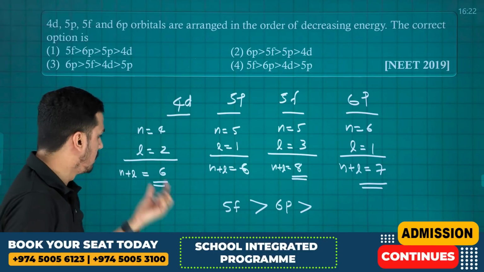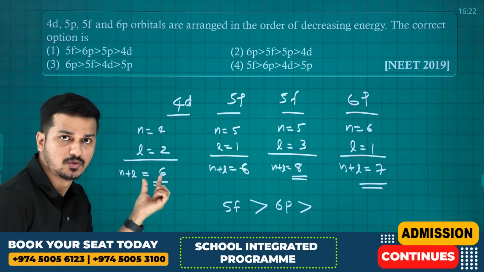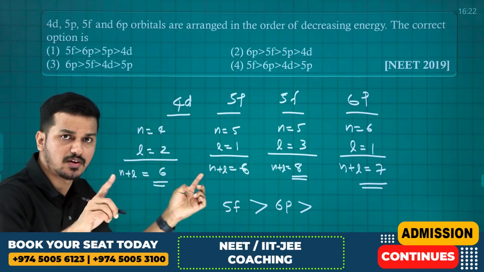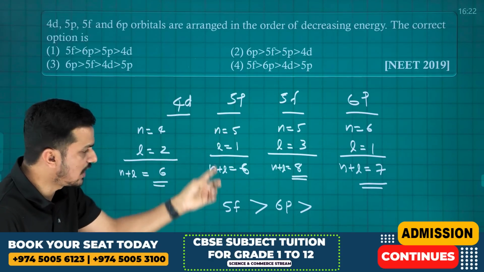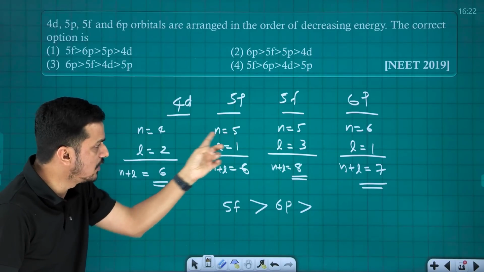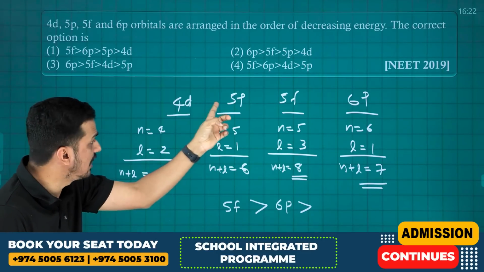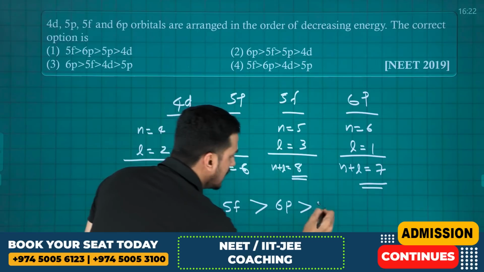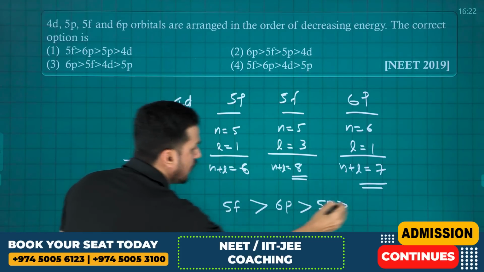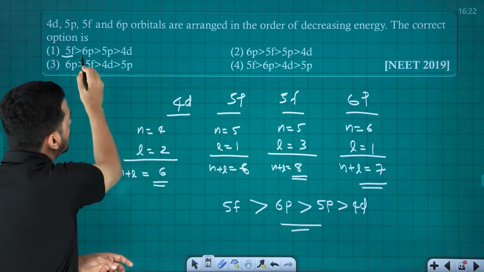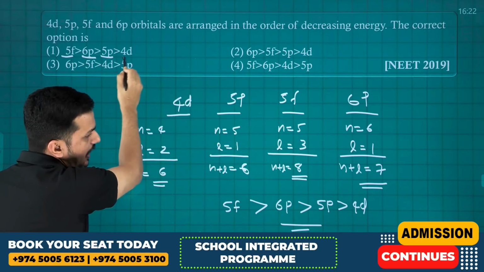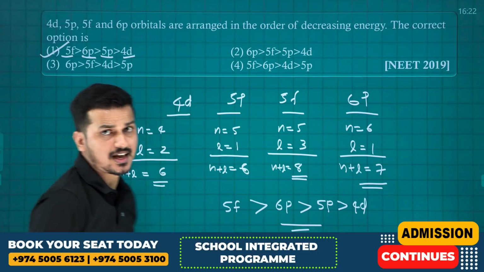After that, which one will come? Both of them have the same n plus L value, 6 and 6. Out of that, which one will have higher energy? The one with the higher n value. Here the n value is 5, here the n value is 4, so this one will have higher energy. So 5P, then after that 4D will come. So let's look at the options: 5F, 6P, 5P and 4D. Option 1 is the correct answer.